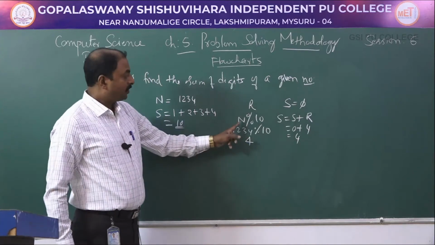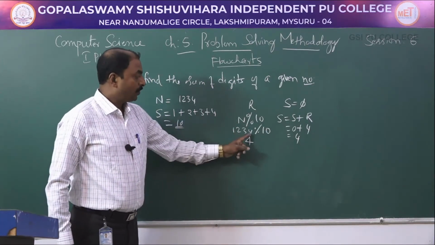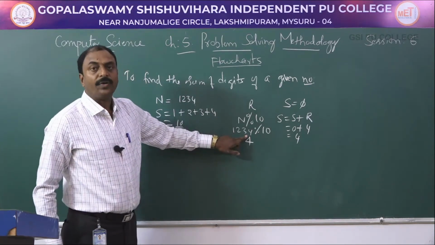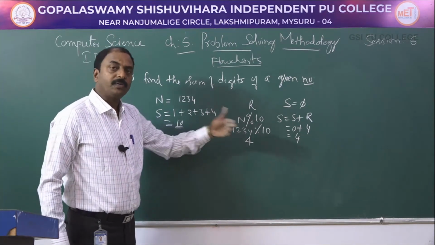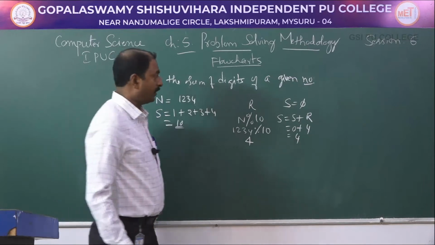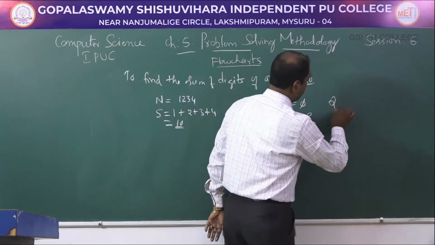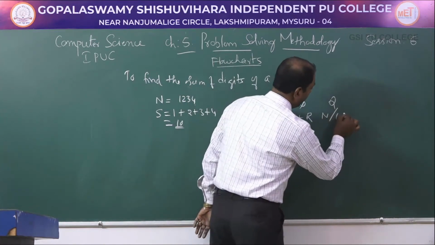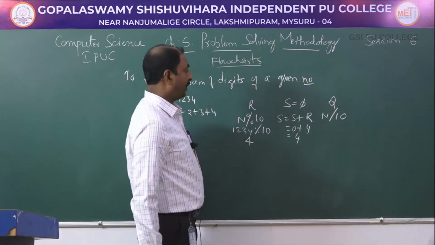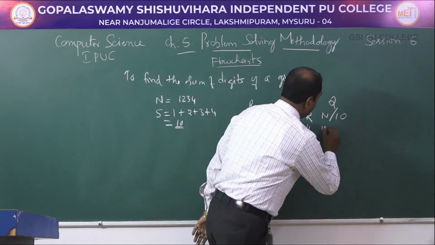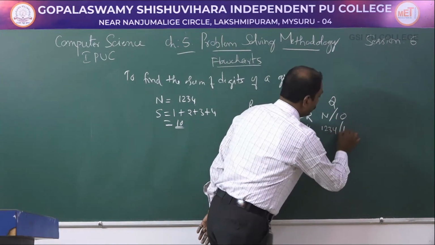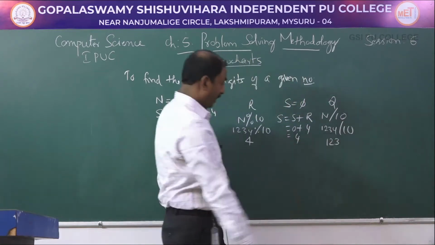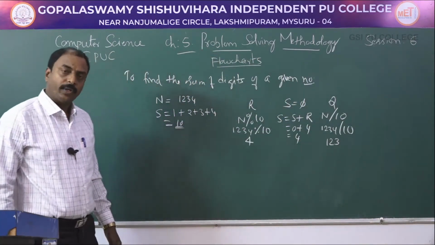So at this stage, the number is 1, 2, 3, 4. Next we have to divide it, or we have to find the quotient. So that should be our number for division. Here I am going to write quotient. How do you find the quotient here? N divided by 10. For example, 1, 2, 3, 4 divided by 10. The quotient will be 1, 2, 3.